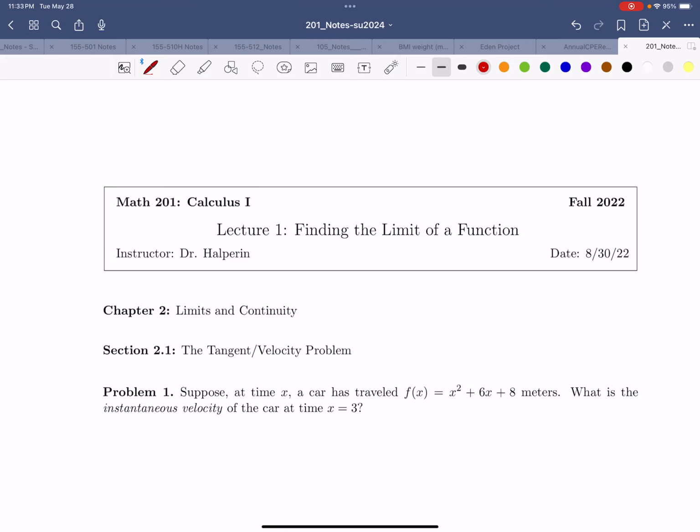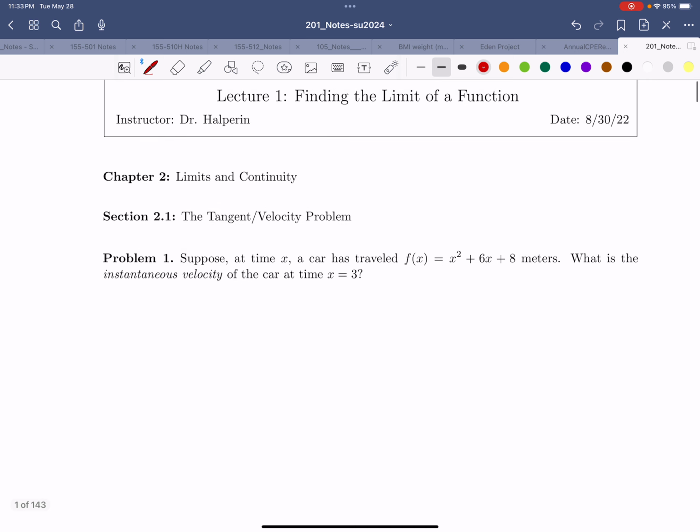Welcome to Math 201. Let's get into the first topic. We're going to start with section 2.1, the tangent velocity problem. It's not actually covered on any quizzes or exams, but it's a good motivating problem for what we're going to be studying. Look at problem 1. Pause the video right now and read problem 1.